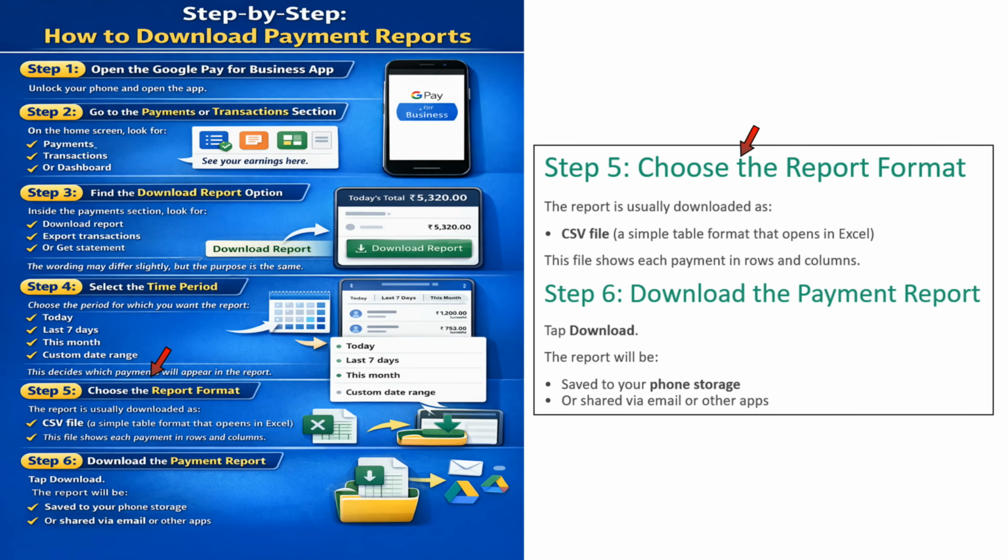Step 5. Choose the report format. The report is usually downloaded as CSV file. The file shows each payment in rows and columns. Step 6. Download the payment report. Tap Download. The report will be saved to your phone storage or shared via email or other apps.